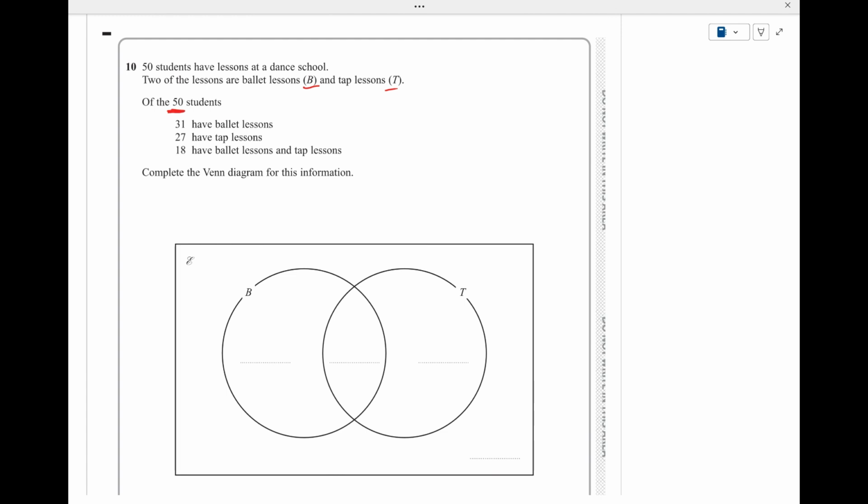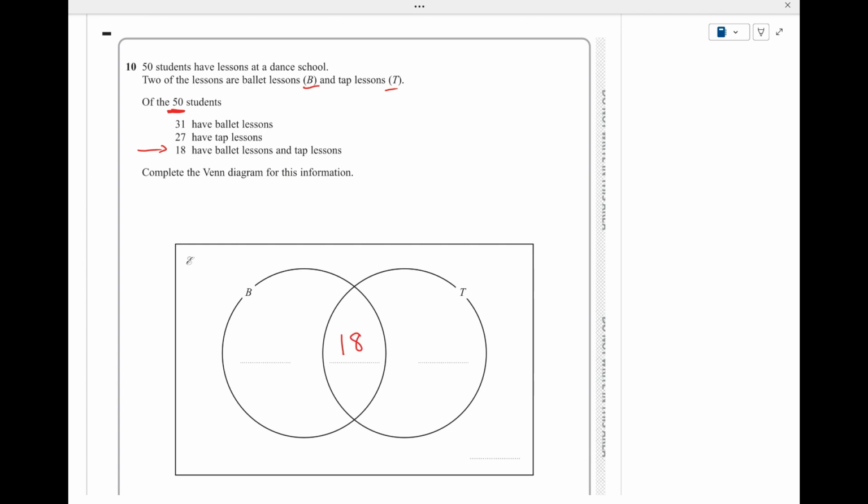31 have ballet lessons. Can I write 31 here? No, because if you write 31 there, that is 31 having ballet. But remember, these ones also have ballet, so you can't just write the 31 in there. 31 have ballet, 27 have tap, 18 have ballet and tap. Complete the Venn diagram. So where can I put what? 18 have ballet and tap, so I can write 18 here.